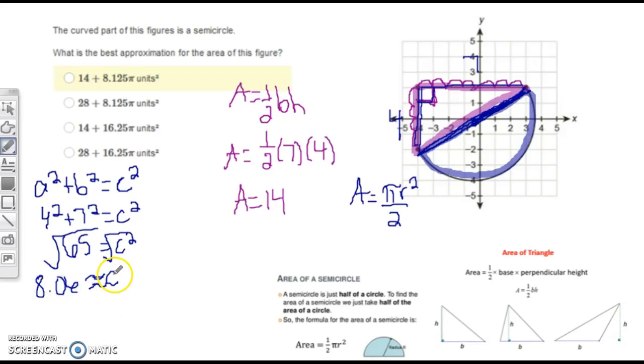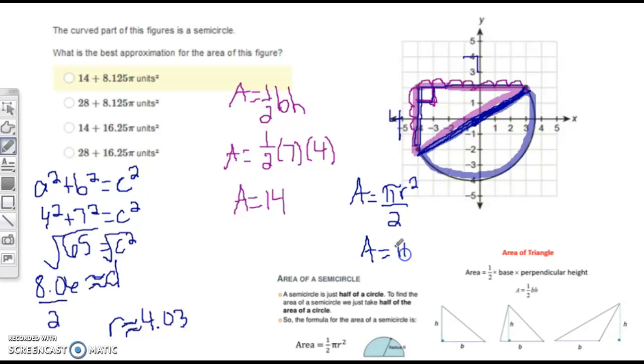So I'm going to take that diameter, which is the distance across the circle, and divide it by 2 to turn it into a radius. If I take my 8.06 and divide it by 2, I get that my radius is approximately 4.03. These are approximate because I am using decimals and rounding. But now that I know my radius, I can find the area of the semicircle.